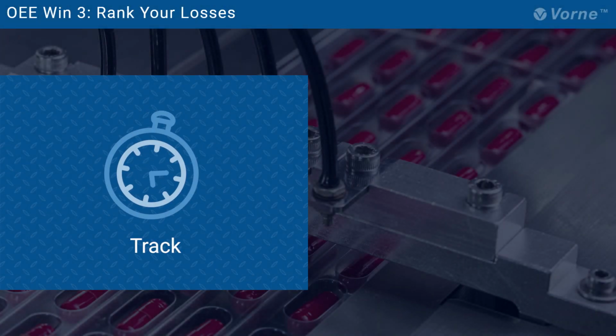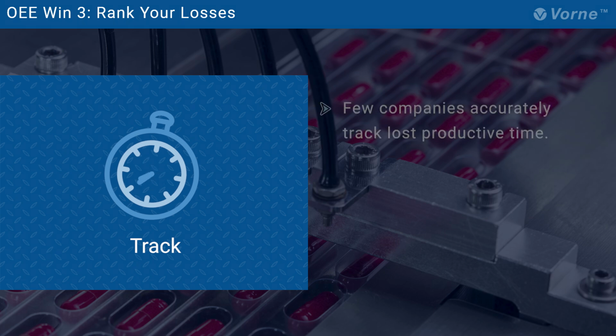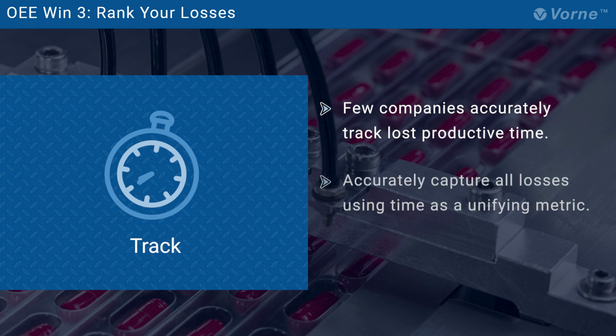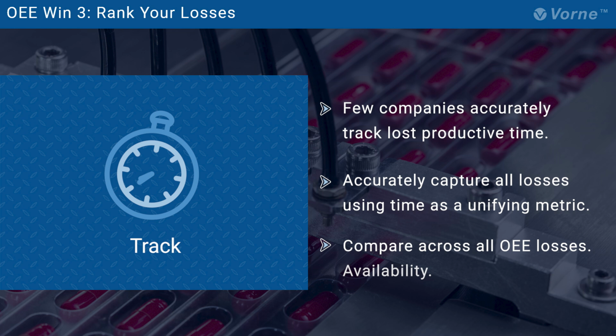Let's start with track. Every manufacturing company tracks what they've made, but few accurately track what they've lost, productive time. The goal of the track step is to accurately capture all of your losses using time as a unifying metric. That enables you to compare across all OEE losses: availability loss, performance loss, and quality loss.